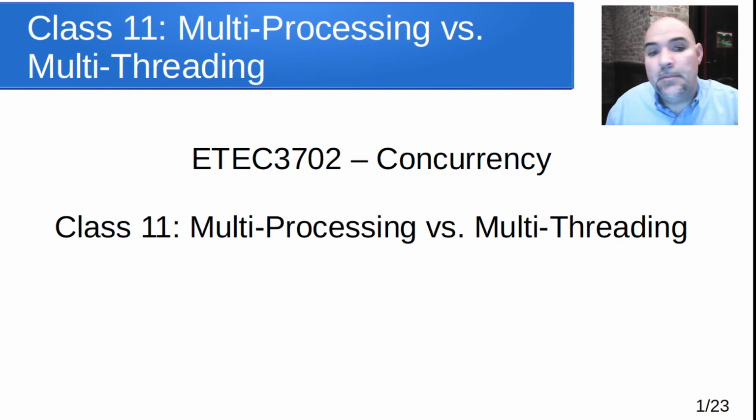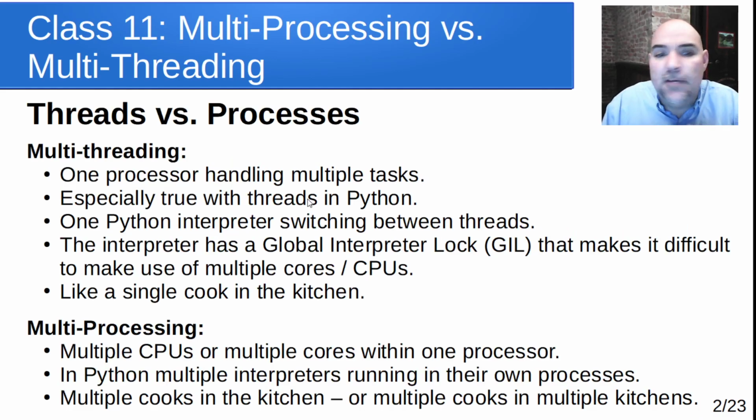Okay, welcome to class 11, and today in concurrency we're going to talk a little bit about multiprocessing as opposed to multi-threading. So far in this class what we've been doing is lots with multi-threading. Multiprocessing, while related and very similar, is another way to have concurrency, but it is a little bit different, and we're going to talk about why.